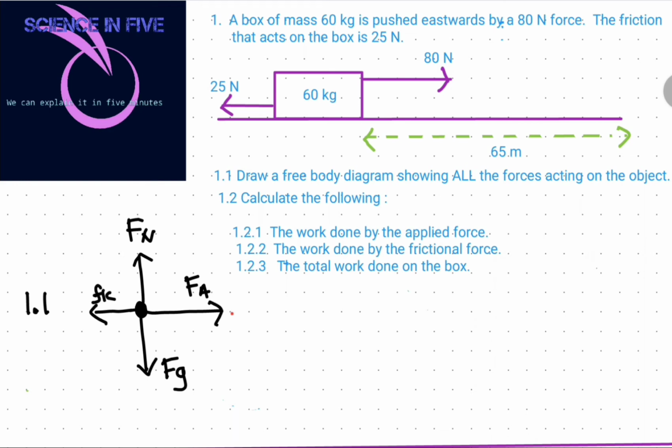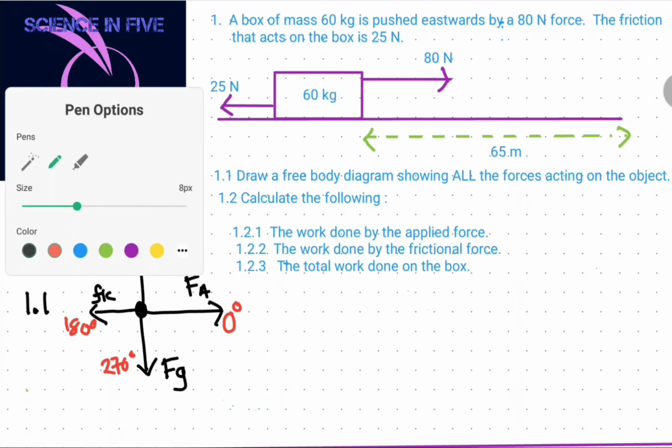So this is the 0 degree direction. Then the normal force will be acting at 90 degrees. Then the frictional force is acting at 180 degrees, and the gravitational force is acting at 270 degrees. Okay, this is just an extension of the free body diagrams. When you've drawn your free body diagram, you don't need to put these angles, but you can use these angles as a calculation. Progress on.